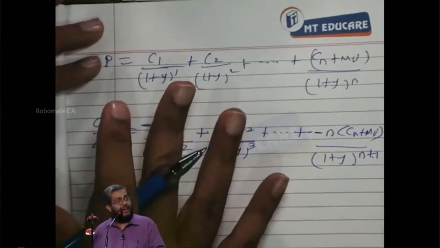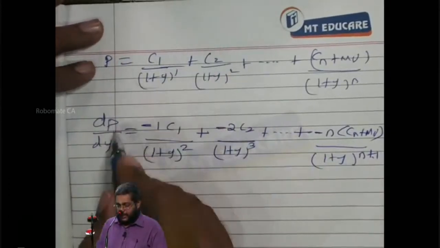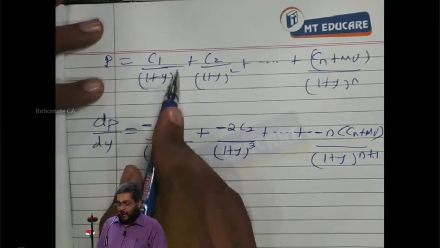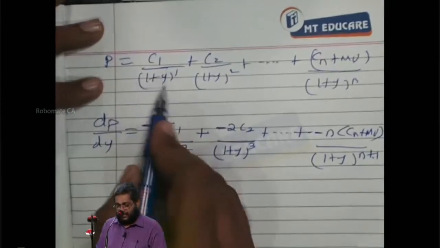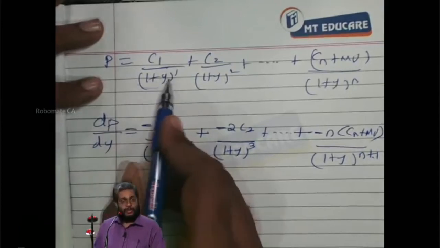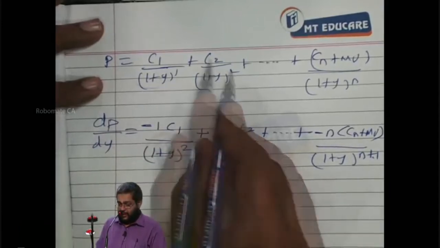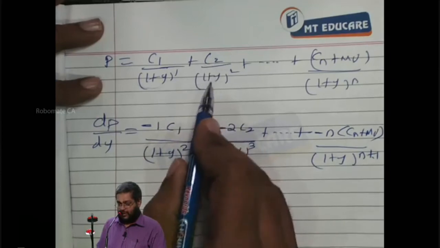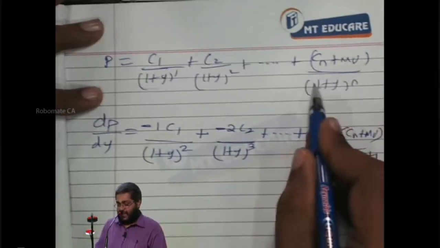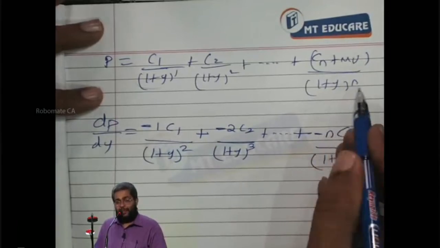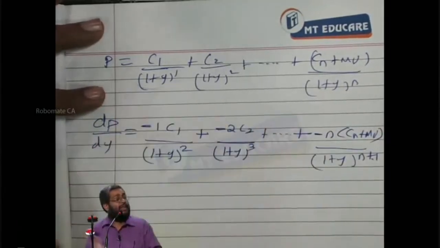Everybody agreed or not? Now I just differentiated this price with respect to yield. All the denominators have power minus 1, no? Minus 1 into C1 becomes minus 1 C1 divided by (1 plus y) power 2. Minus 1 becomes minus 2. This minus 2 becomes minus 2 C2 divided by (1 plus y) power 3, and so on. Minus n Cn plus maturity value divided by (1 plus y) power n plus 1. This is the first derivative. Everybody accepted or not?